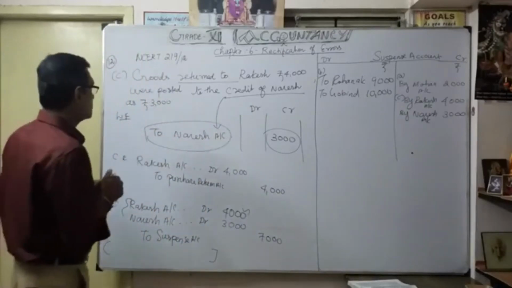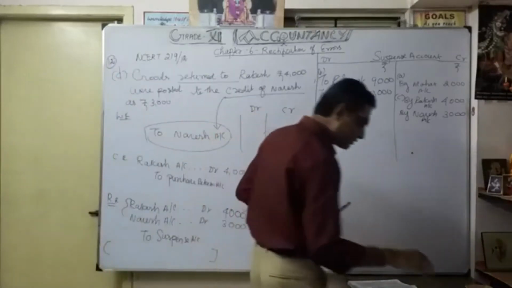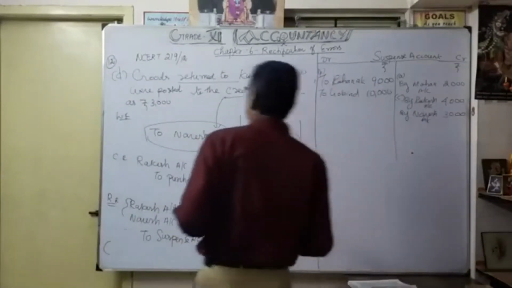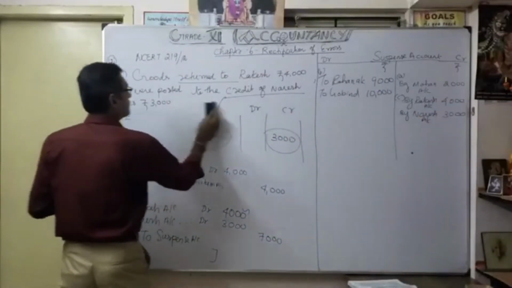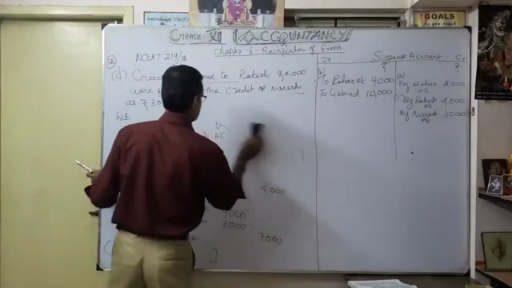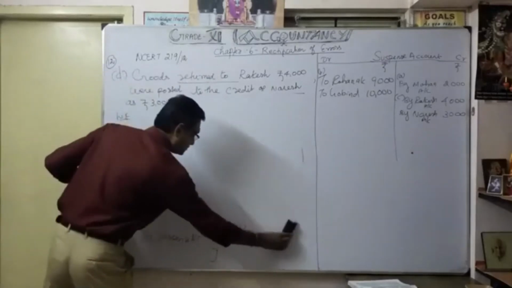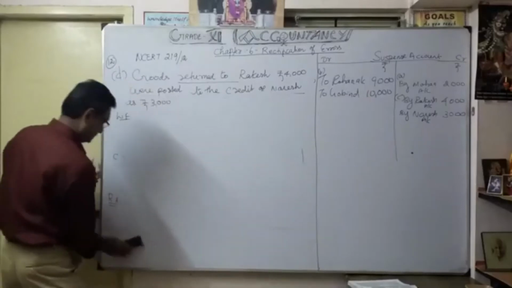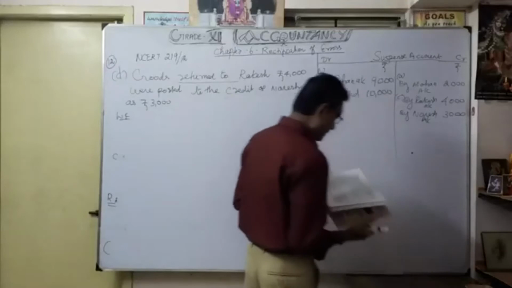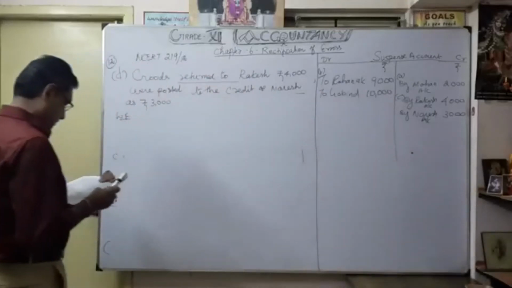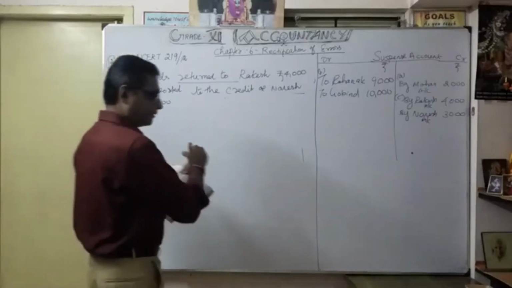Now going to do for the D one. So what is D? Now let's see what is D. Okay, now what is going for the D? What is D? See here. Goods returned from Magesh. Okay, so goods returned from Magesh.